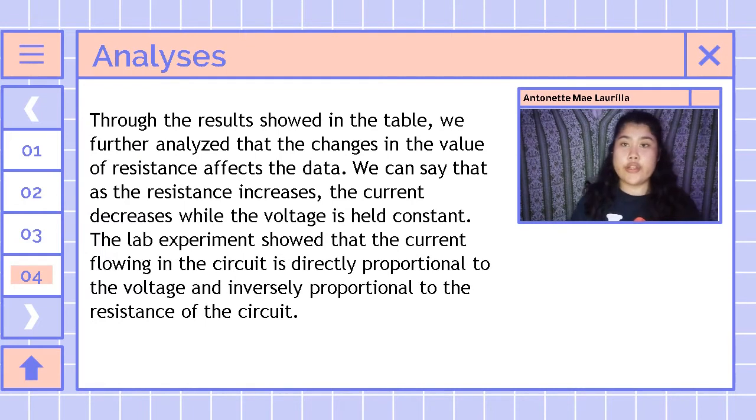Analysis. Through the results shown in the table, we further analyzed that the changes in the value of resistance affect the data. We can say that as the resistance increases, the current decreases, while the voltage is held constant. The lab experiment showed that the current flowing in the circuit is directly proportional to the voltage and inversely proportional to the resistance of the circuit.